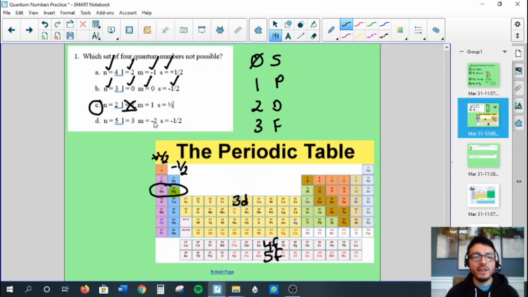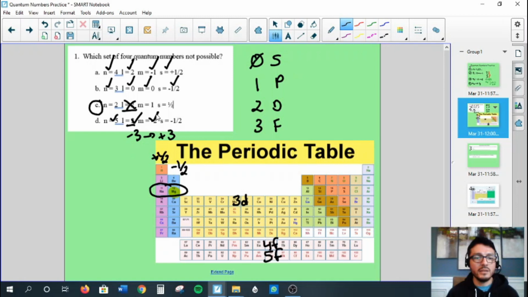So is 5F possible? Yes, it is. ML is equal to -2. Well, because L is equal to 3, this ranges from -3 to +3. Is -2 within that range? Yes, it is. So this is also possible.